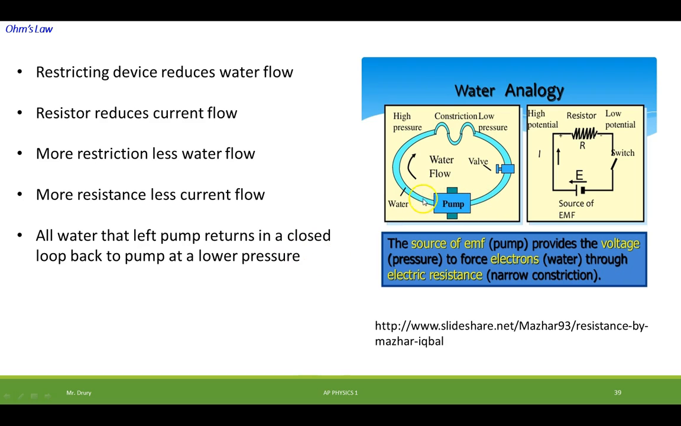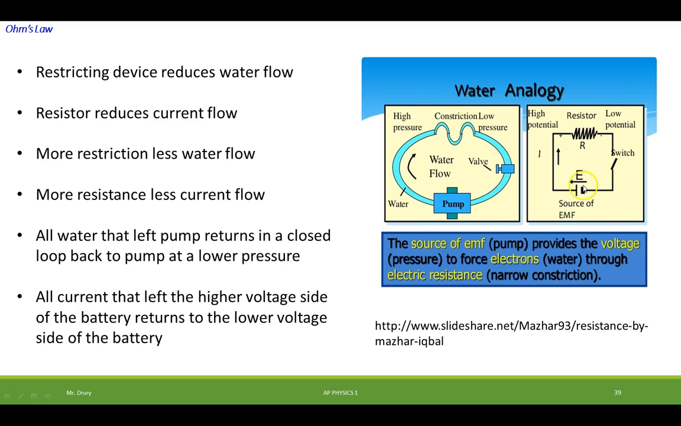And here's another important idea. All the water that left the pump comes back to the pump, but at a lower pressure. So let's say there's 100 psi here and 0 here. So it lost all of its pressure going through. And the same thing can be thought of with the electric circuit. It starts here at high EMF, and it goes through and loses all its voltage by the time it gets back to the battery.